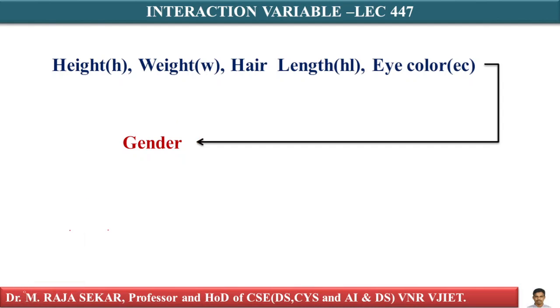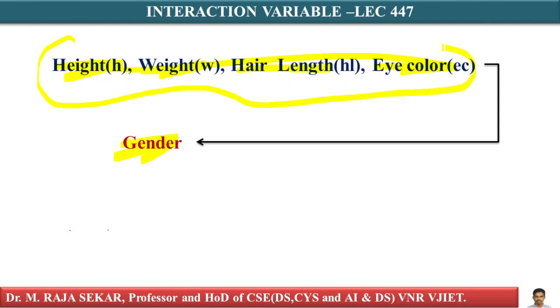Let's assume we have a task of predicting gender using height, weight, hair length and eye color. Using these four as your features, these four combined form your data point xi. What is this data point? Height, weight, hair length and eye color.